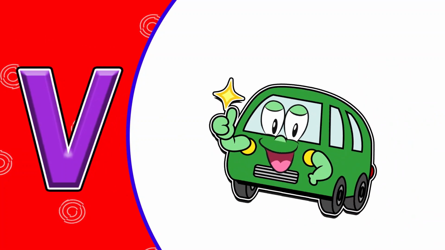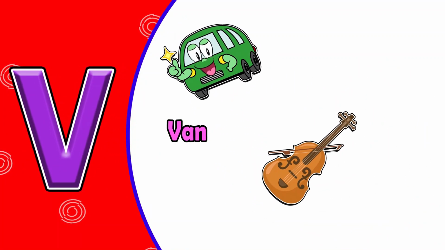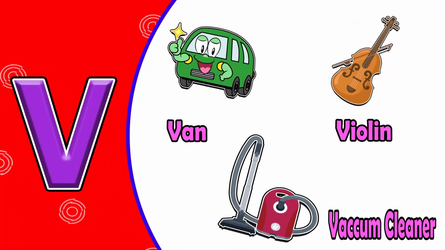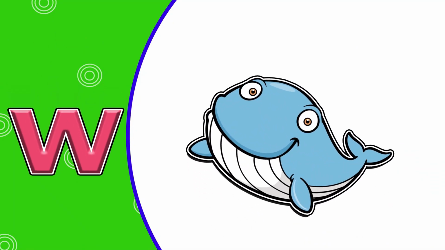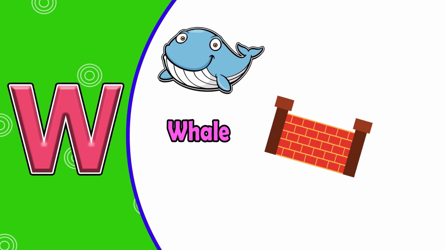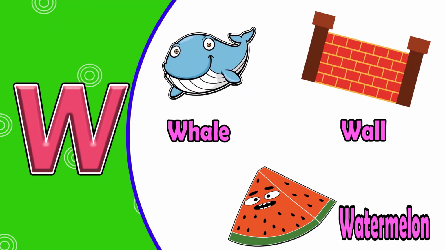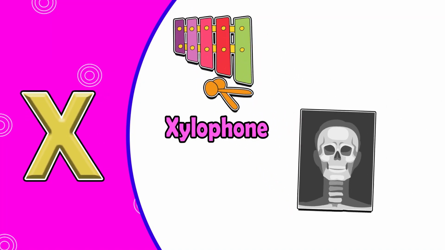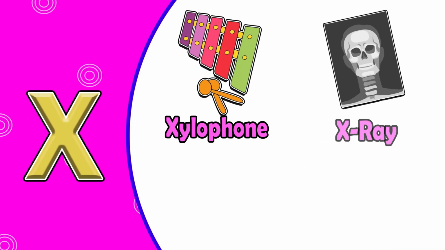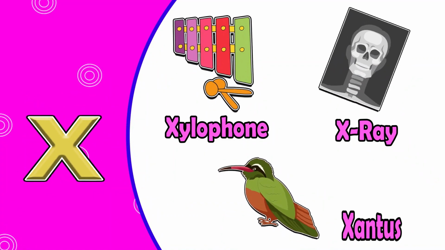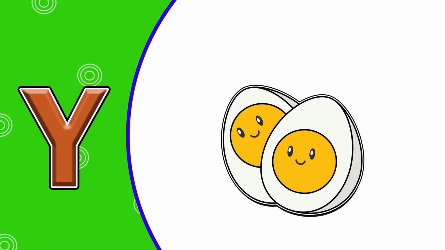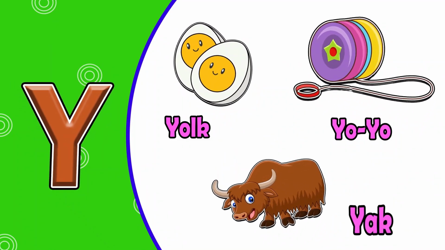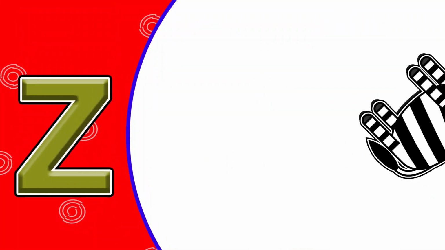V for van. V for violin. V for vacuum cleaner. Van, violin and vacuum cleaner. W for whale. W for wall. W for watermelon. Whale, wall and watermelon. X for xylophone. X for X-ray. Y for yo-yo. Y for yak. Yo-yo and yak. Z for zebra.